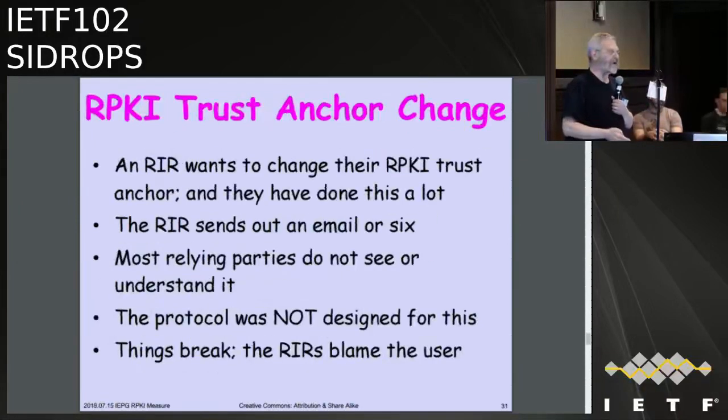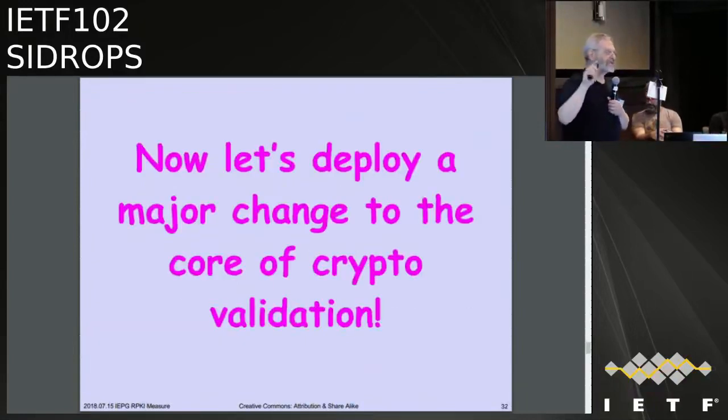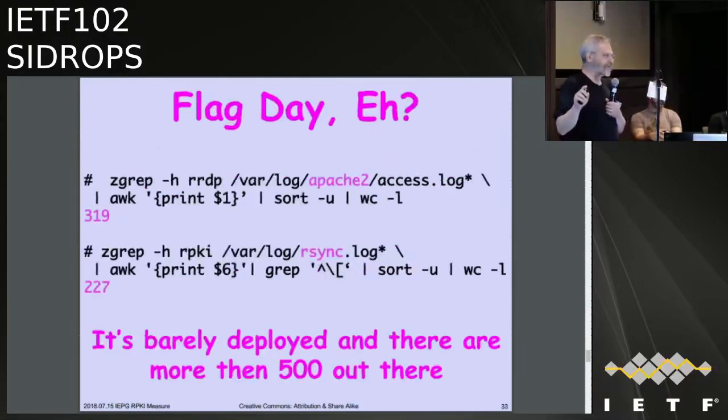Okay. The RPKI trust anchors, or TALs, as Rob points out. An RIR wants to change their TAL, and they've done this a lot. They send out an email, everybody ignores it, but the protocol was not designed for this. Things break, and the RIRs blame the user. So let's deploy a major change to the core of crypto validation. Let's have a flag day.